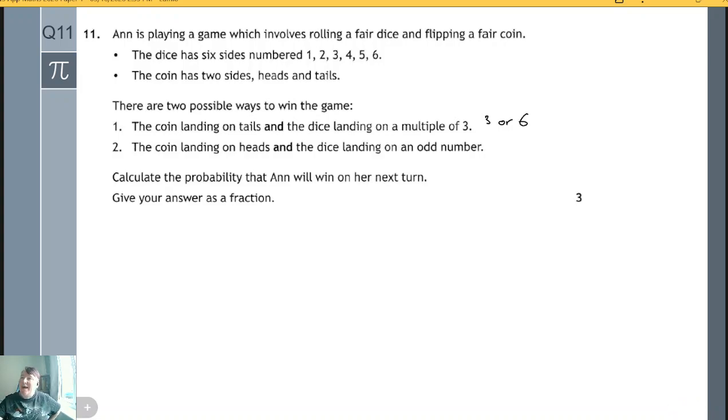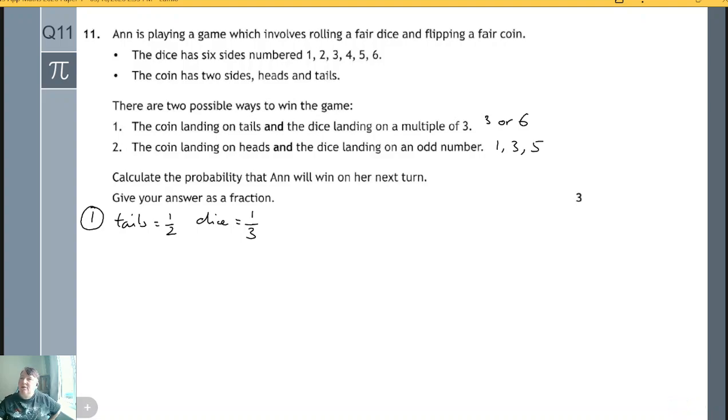And the coin landing on heads and the dice landing on an odd number, so that is 1, 3, and 5. Calculate the probability that Anne will win on her next turn and give your answer as a fraction. So the first option there, we have a coin at tails, and that's going to be a half, and dice multiple of 3, so that's 3 and 6, that's 2 out of 6, which is a third.